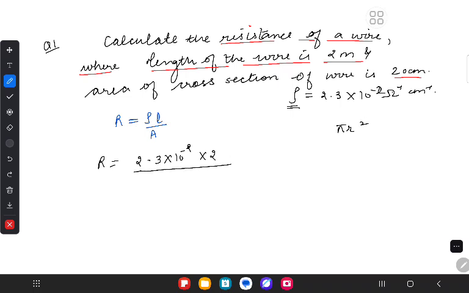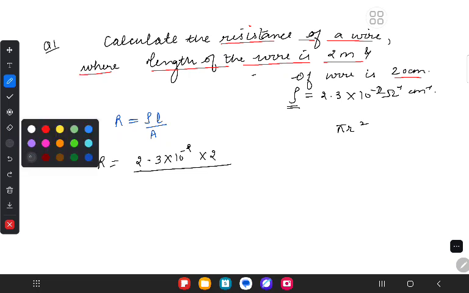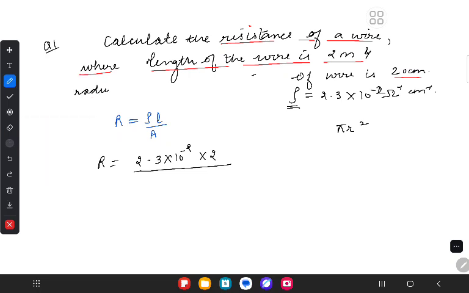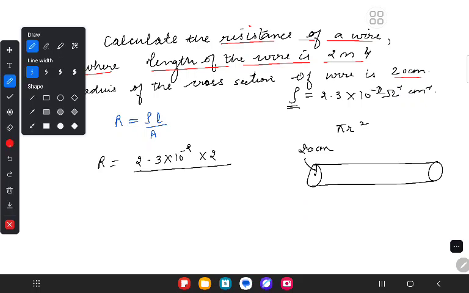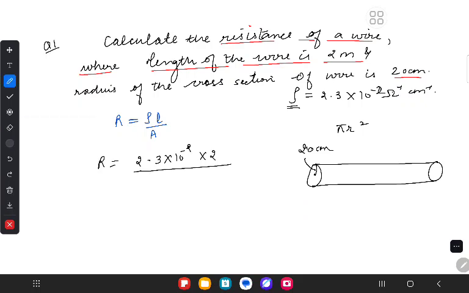Pi r square. So they have given me the radius of the cross section of the wire, which is 20 centimeters. So that means if the wire is like that, the radius is given to you as 20 centimeters. Yes or no? That means, ma'am, first of all, the radius is 20 centimeters.